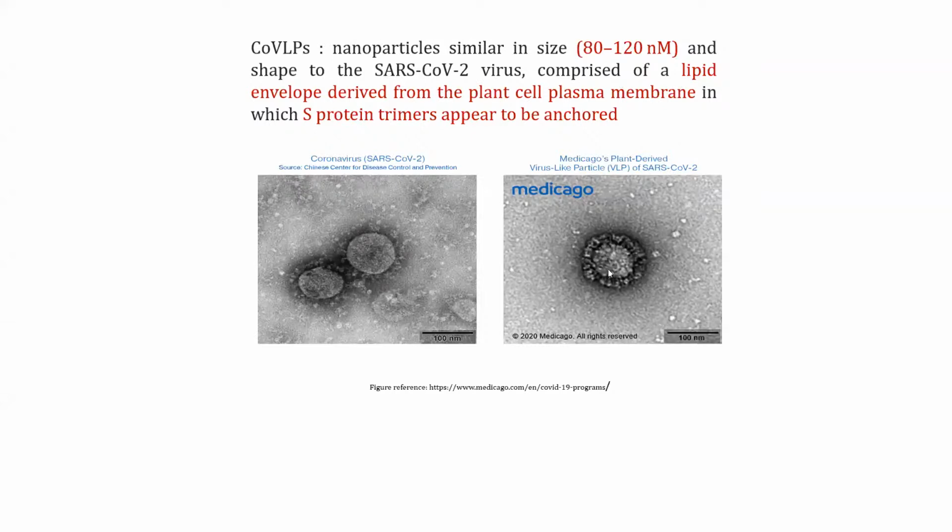So these particles have a lipid envelope, and in this the S protein trimers appear to be anchored. So this is the size of your Medicago plant-derived virus-like particle, which lacks genetic material, has a lipid envelope derived from plant cell membrane, and the S protein trimers appear to anchor to this lipid membrane. Okay, so in this way, the Medicago plant-derived virus-like particle is in clinical phase trials. So it will be getting approved.